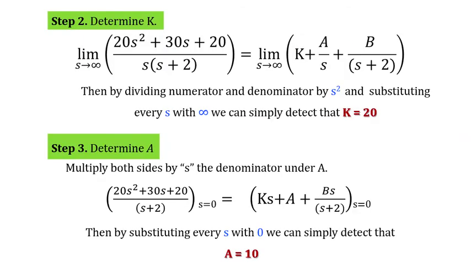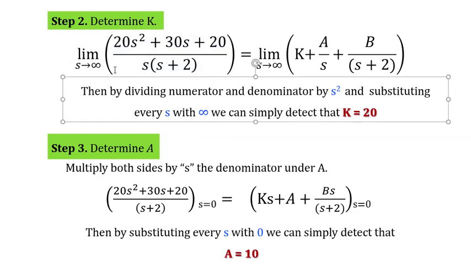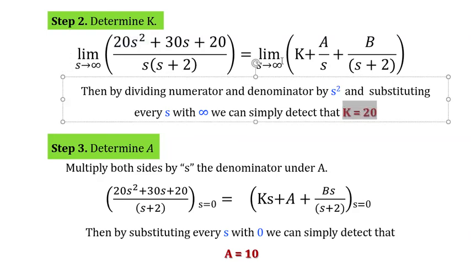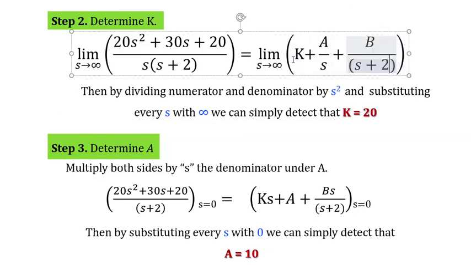So let's go to action. First thing, we want to find what is the value of k. We find the limit of this function when s goes to infinity. As s goes to infinity, the lower orders wouldn't matter anymore. Only the highest order matters. Here, the highest order is s squared, and 20 s squared here is just a squared. So the limit will be 20 over 1. So k will be 20. Done. So in this combination, k is already found to be 20.